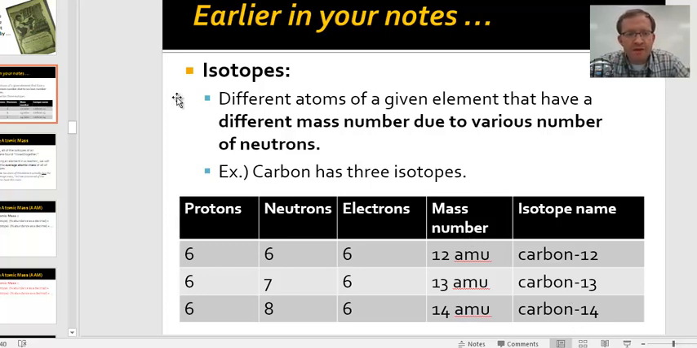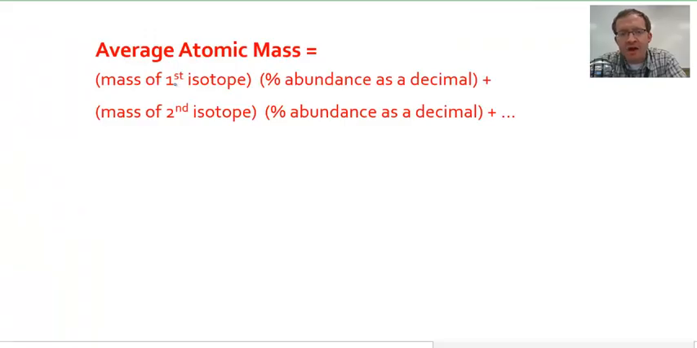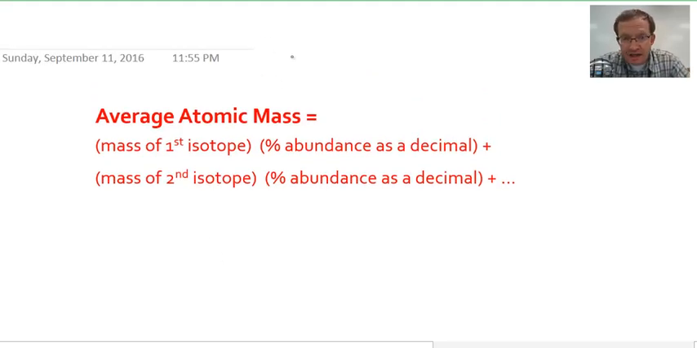The reason we need to be able to find average atomic mass is because, in reality, the amounts of each isotope of those three, for example in carbon, aren't found in equal amounts. In other words, there's not 1/3 carbon-12, 1/3 carbon-13, 1/3 carbon-14. There are several different kinds, and they're all in different proportions. So it's not going to be even.